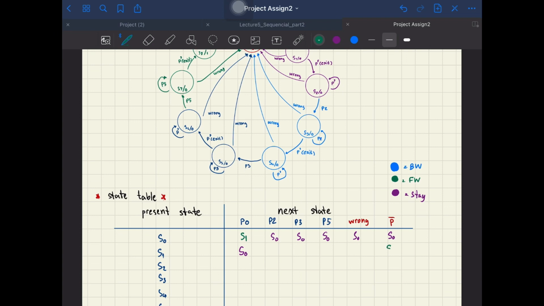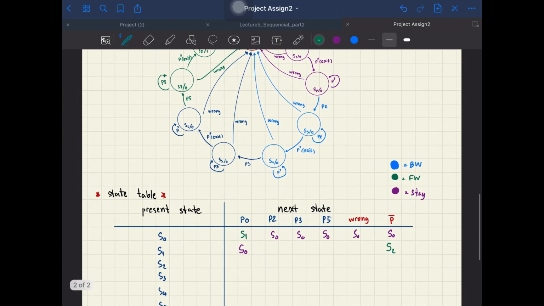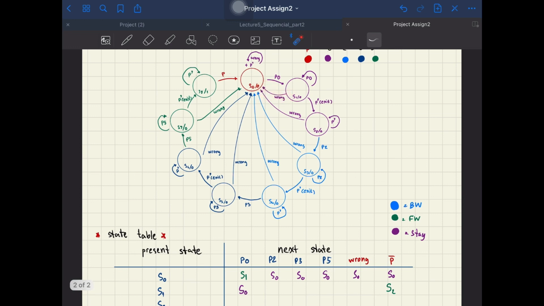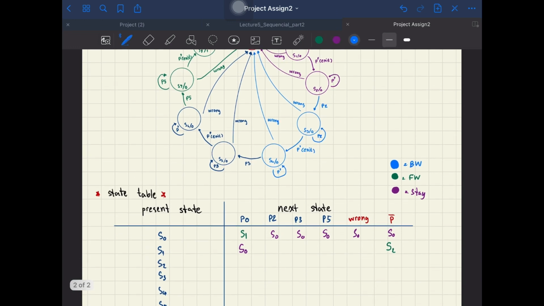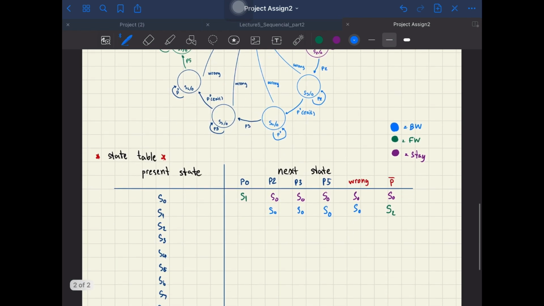So this is state 2. And the other things, if you press 2, press 3, press 5, or wrong case, you will go back to state 0. So I will use light blue. State 0, state 0, state 0, state 0. Oh, I put the wrong things. It must be state 1, right? Stay in state 1. Okay, stay, I use purple.